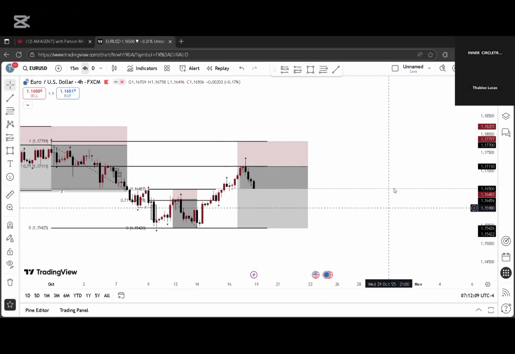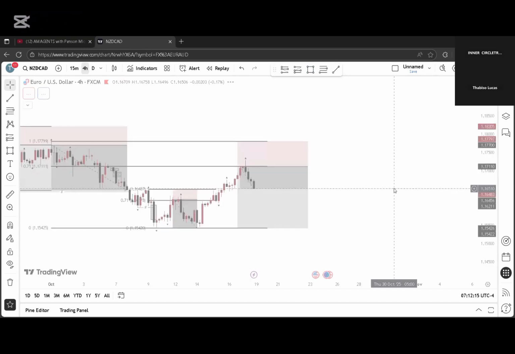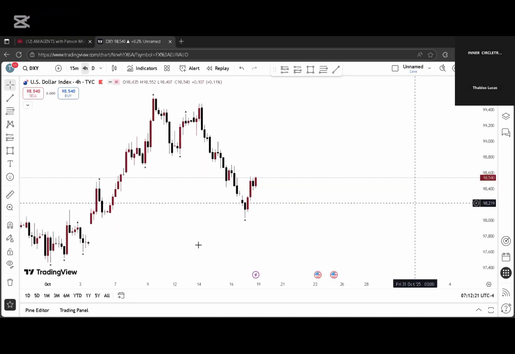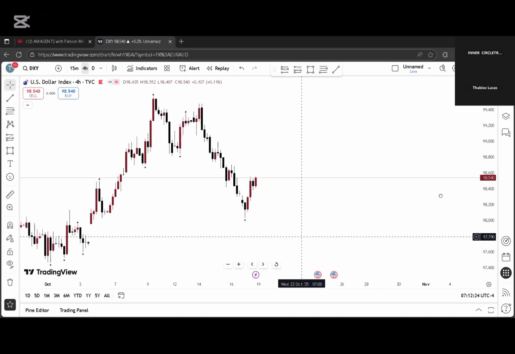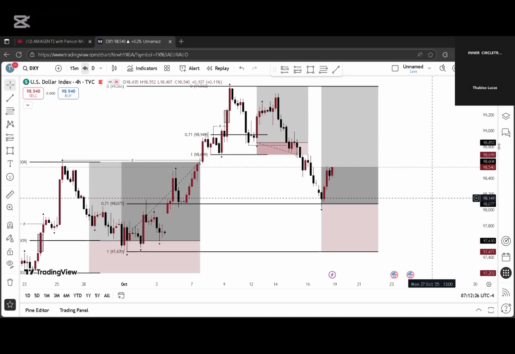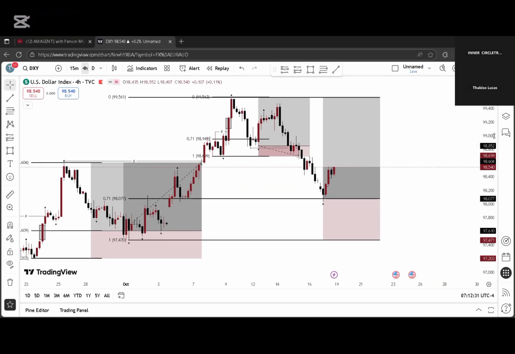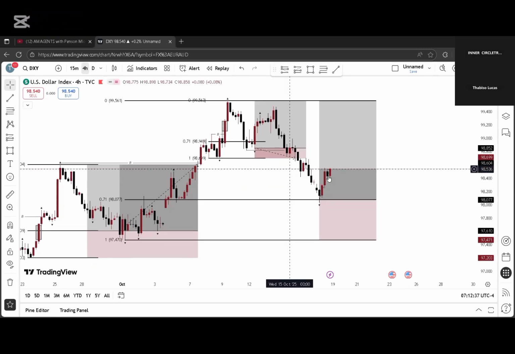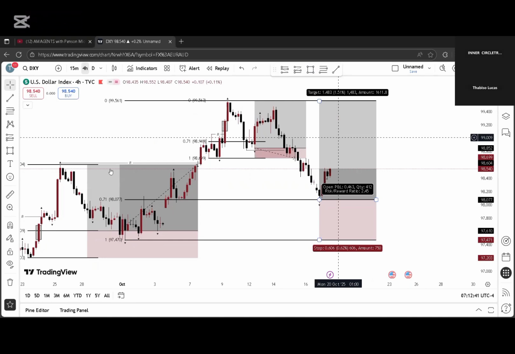Let me go to the dollar index so that I can see that my direction aligns with the dollar, right? On the dollar index, this is what I currently have. I'm looking for buys on the dollar index. As you can see, the current market structure is a continuation of the buying momentum of the dollar. So this is what I'm looking for on the dollar.